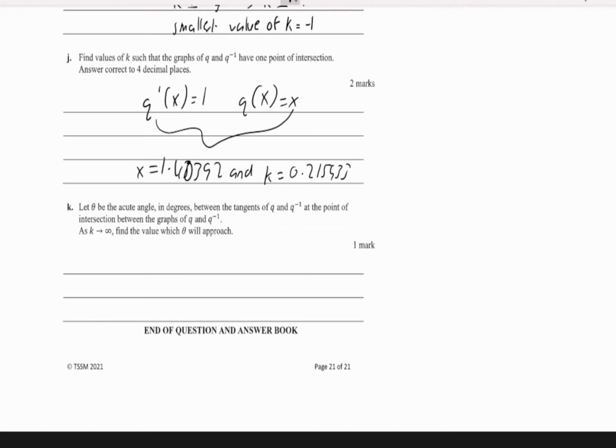0.215933. So I got stuck over here because I didn't know why they included 1 to infinity in the values of k. I thought it was just going to be this one. It's because if you draw the graph, it's like, how do I... Can you see this? Can you see that?